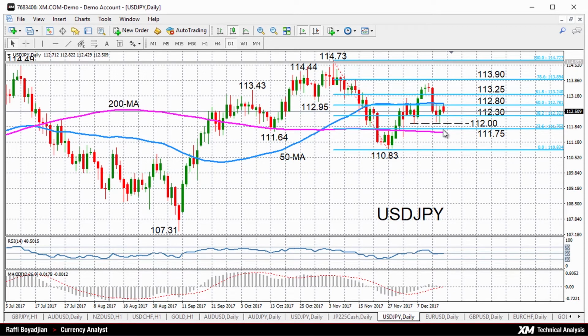If prices were to drift further lower, we could see the 2.5 month low of 110.83 from back in November coming into focus again. A breach of that level would shift the risk back to the downside.